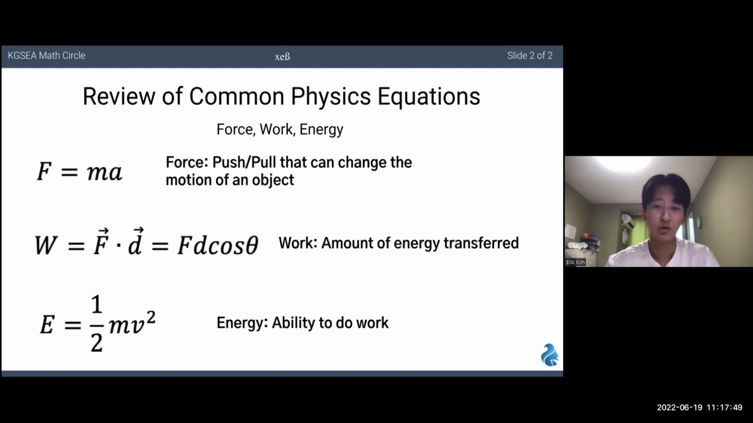Now let's look into force, work, and energy. Force is the push or pull of an object that can cause it to change motion. Work is the amount of energy transferred, and energy is the ability to do work. The definition of work and energy might sound confusing, but once you start solving problems, you'll get the hang of it. It's also important to note that work and energy have the same units of joules.